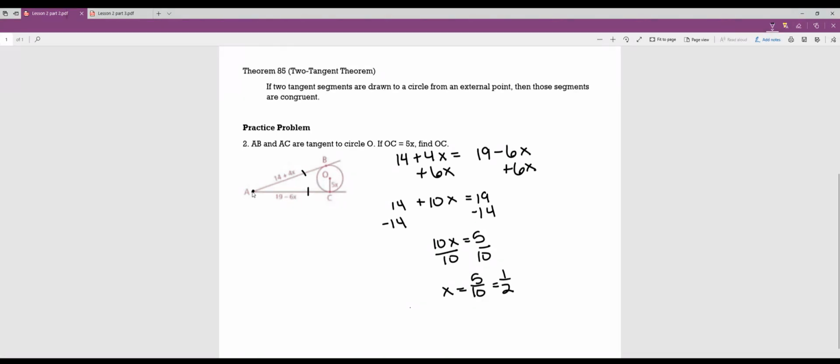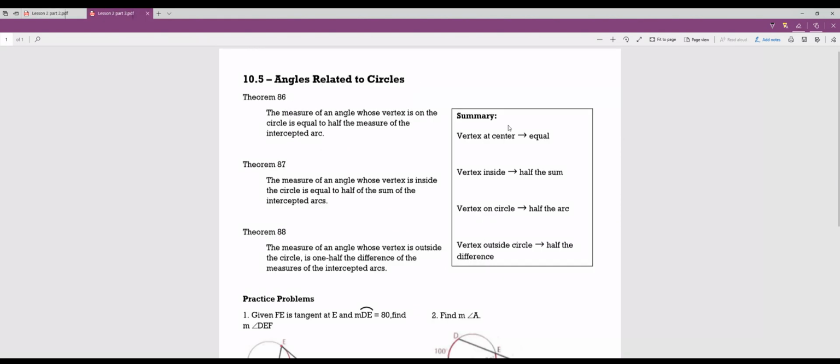So if x is equal to 1/2, remember, I still want to find OC. And OC is equal to 5x. Well, x is 1/2. So that's going to be 5 times 1/2. So OC is equal to 5 over 2. So nothing too bad there, really. But let's take a look at now our angles and how they are related to our arcs.